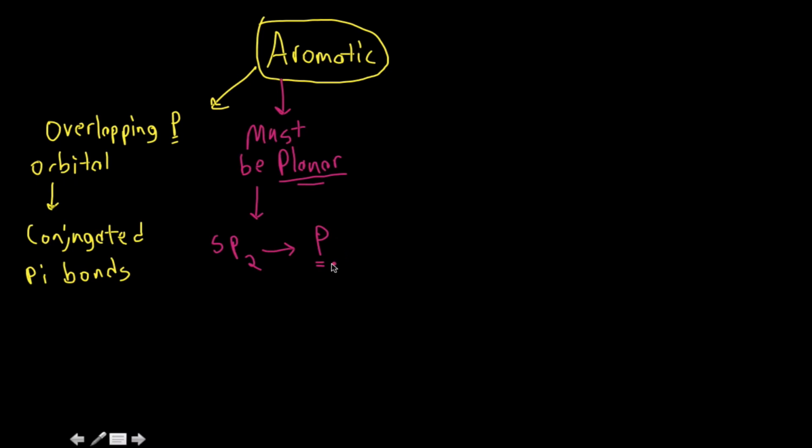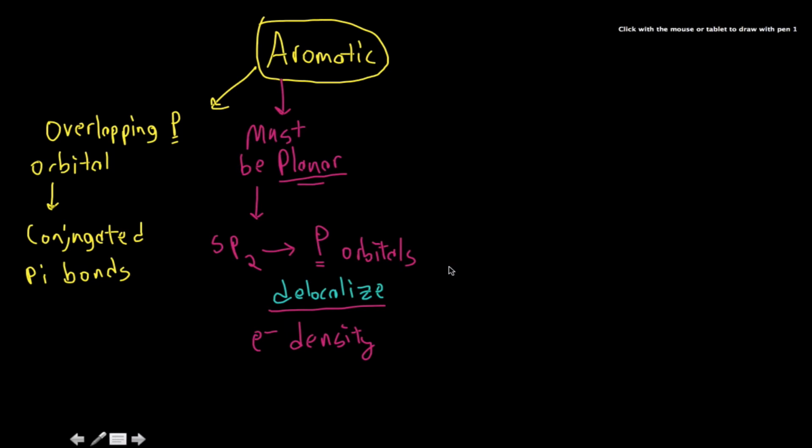Again, I just want to drive home that the p orbitals delocalize electron density. I think this is the third time I've written this about the p orbitals, but this is a concept that you can't miss. The p orbitals will delocalize electron density. Okay, so the overlapping p orbitals must be planar.